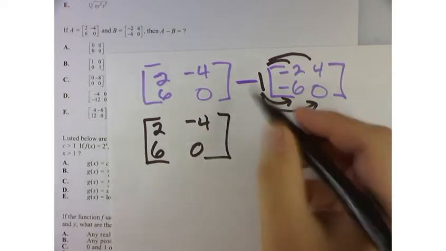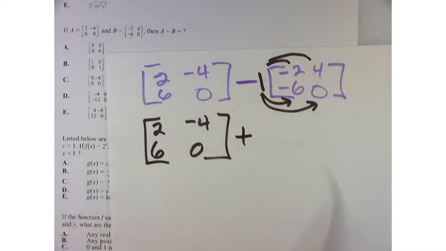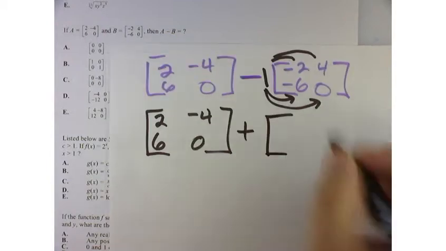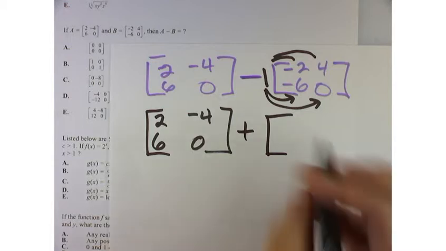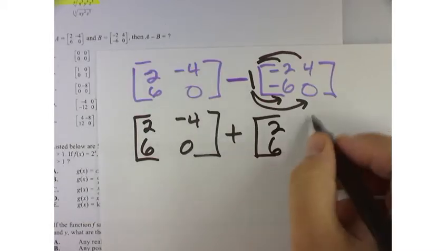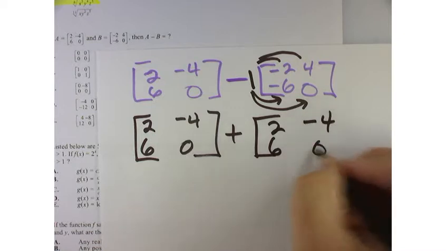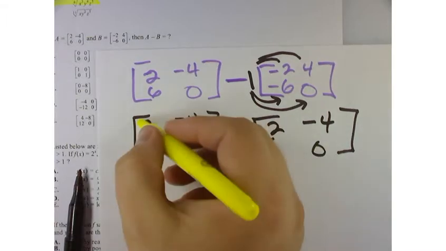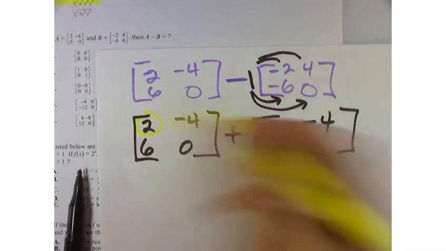Now when I distribute the -1 through, it's like adding the opposite. So, remember that when we subtract something, we add the opposite? So I'm going to have a +2, a +6, a -4, and 0 remains the same. Now when it comes to matrix operations, whether you're adding or subtracting, it's real simple. This gets added to this.